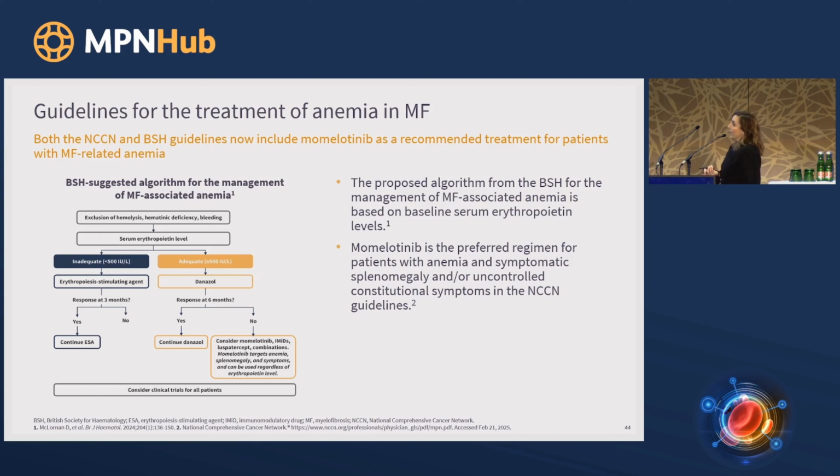Both NCCN and the British Society of Haematology suggest a specific algorithm for the management of myelofibrosis-associated anemia based on adequate and inadequate serum erythropoietin level. And in both cases, they suggest the use of momelotinib in anemic patients with symptomatic splenomegaly or with uncontrolled constitutional symptoms, regardless of the erythropoietin level.